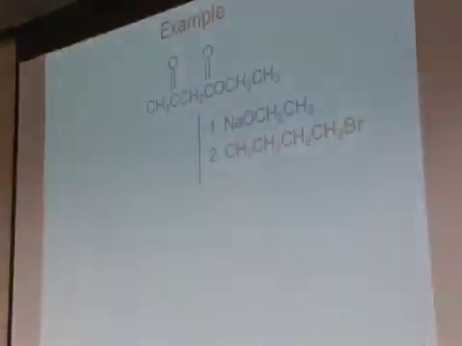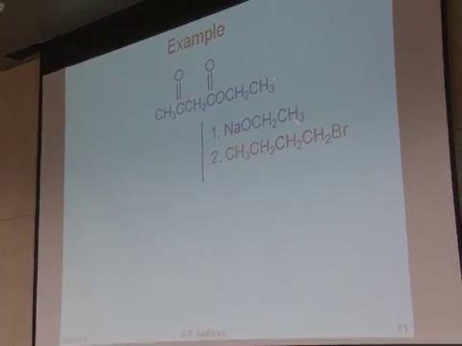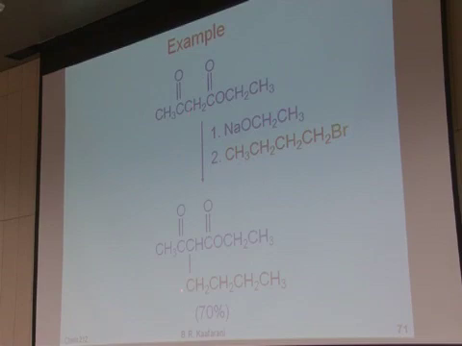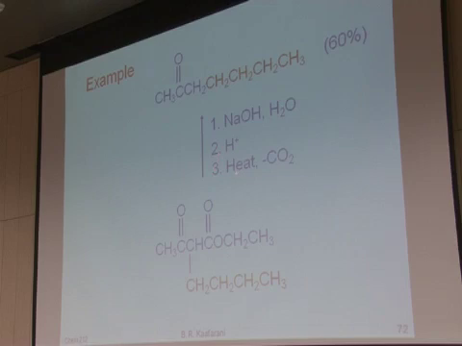If you have the ethyl acetoacetate and you react it with sodium ethoxide and then with bromobutane, you can add the butyl group at the alpha carbon. Then if you take this and you do the saponification first, then you add H+, then you heat it, you will get rid of CO2. Now you have synthesized 2-heptanone.